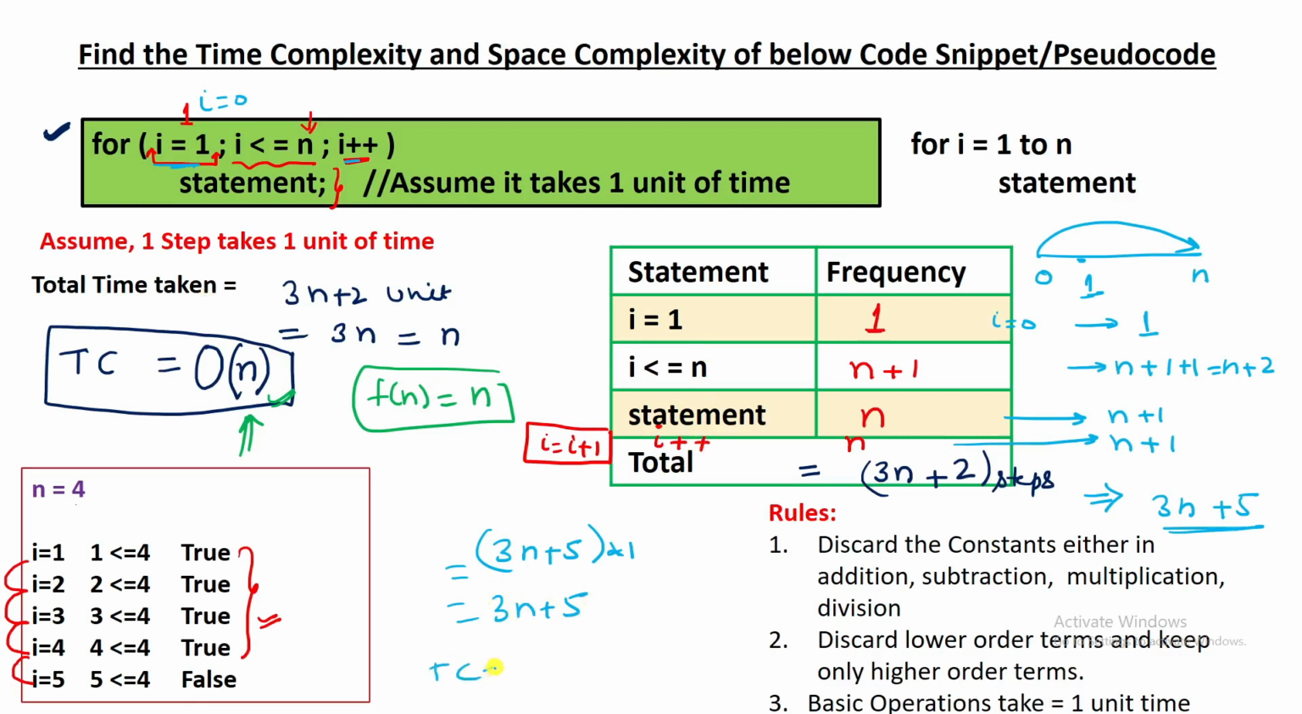For time complexity, you can remove the constant. You will discard the constant 5 and you will remove this 3 also. So we are left with n. So time complexity will again be order of n. That means these constants can be discarded and there will be no change in the time complexity, because this is just telling me the order of growth, at what rate my time is changing.